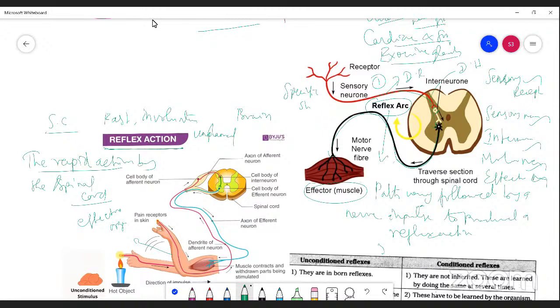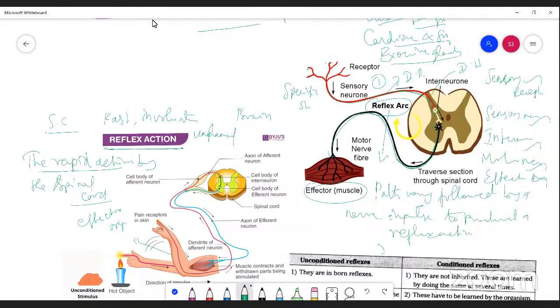So this tract, this transmission way, is known as the reflex arc. Do you understand? So how many components are involved in the reflex arc? 5 components. One is the sensory receptor. That means this is the sensory receptor region.